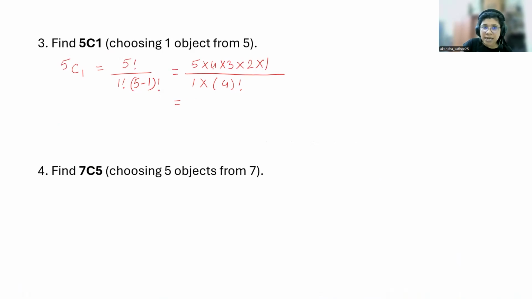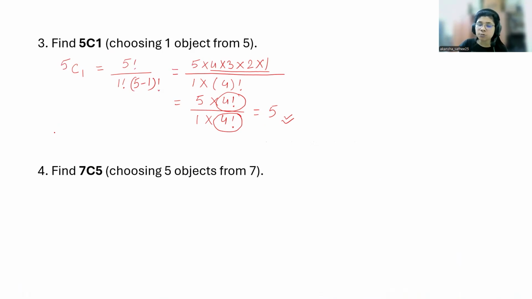But can I write this thing, 4 into 3 into 2 into 1, as 5 into 4 factorial? Can I do this? Right? Now you can see that this thing and this thing both are the same, sitting in the numerator as well as in the denominator. You can easily cancel them out. So you have 5 ways. So you can pick one object out of a group of 5 in 5 ways. Right? That is pretty intuitive.